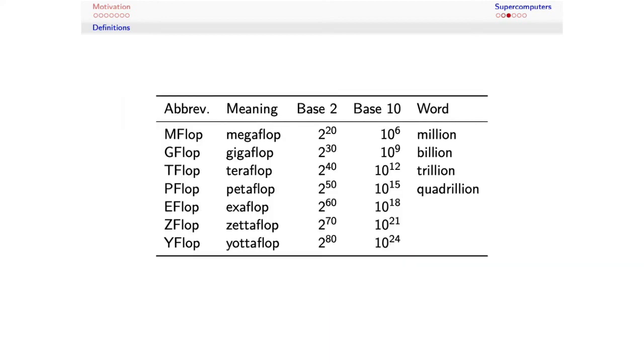Here's a little table. So megaflop, gigaflop, teraflop, petaflop, exaflop, zettaflop, yottaflop. If we look at these in terms of their base 2 or base 10 exponents, you can see they're kind of the number of floating point operations per second. And these are the numbers that are currently being used, or the scale of numbers currently being used to talk about the performance of various supercomputers.